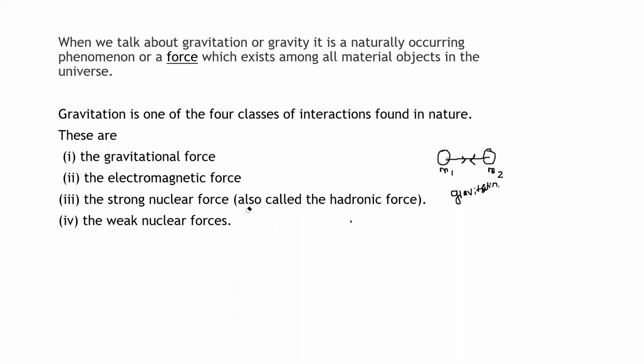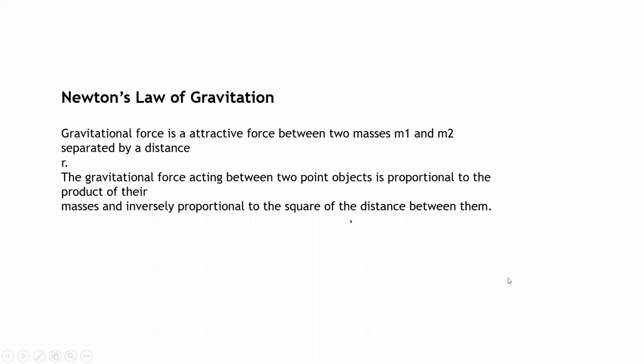Next point, Newton's law of gravitation. What is Newton's law of gravitation? How did this law come into existence? Sir Isaac Newton was sitting below an apple tree, and an apple fell on him. From there the gravitation concept was developed. Based on that, he made his model by studying it, and he gave Newton's law of gravitation.